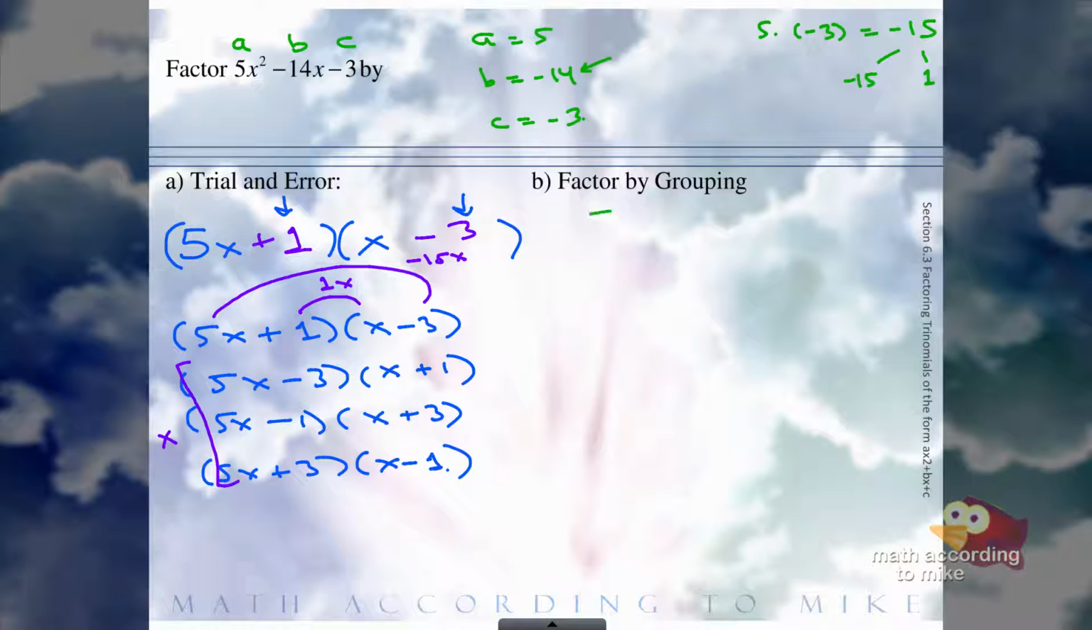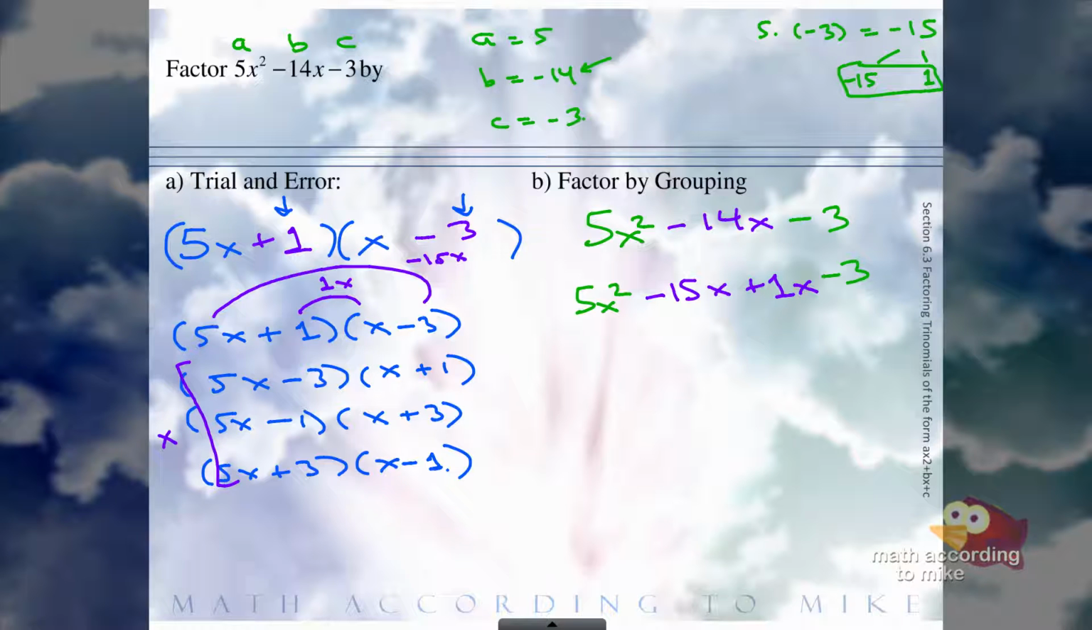So instead of the -14x in the center there, we rewrite it as -15x plus 1x. And the reason those numbers came from is because negative 15 plus 1 makes negative 14. So we use these two numbers to break up the bx term. Now that it's broken up, we will group 2 by 2. So we group the first two and we group the last two. Grouping the first two, notice we can factor out a 5x. And if we factor out a 5x, we would be left with x minus 3. From the second group, we can factor out a 1, and we're left with x minus 3.